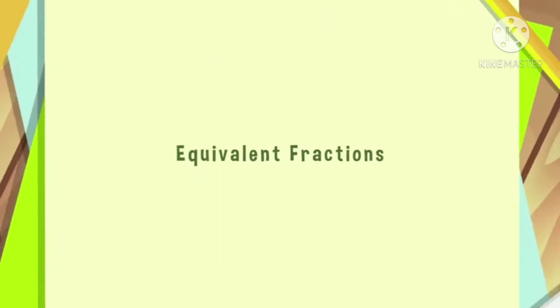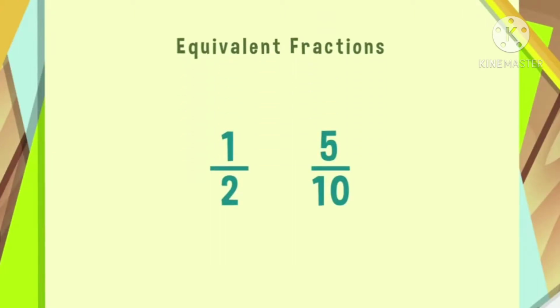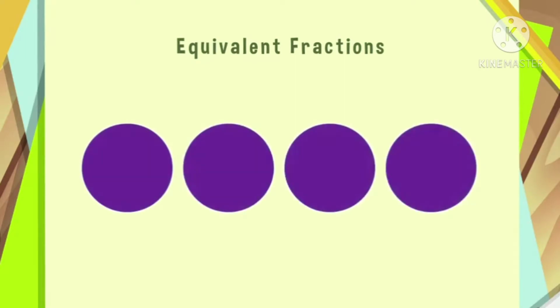Equivalent fractions involve more than one fraction. We take a fraction and find out another fraction, which is equal in value to that fraction. Let us consider 4 circles. Divide the first circle in 2 equal parts and shade one part. Divide the second circle in 4 equal parts and shade 2 parts.